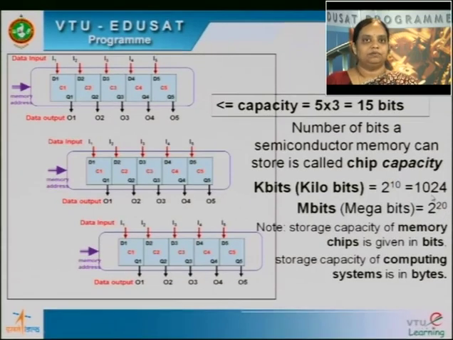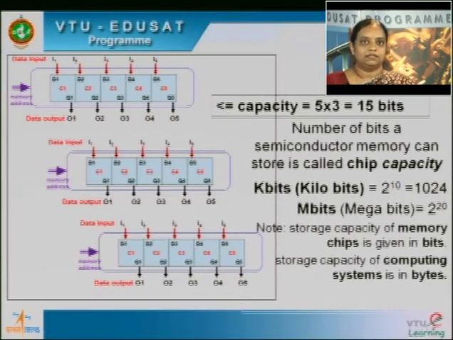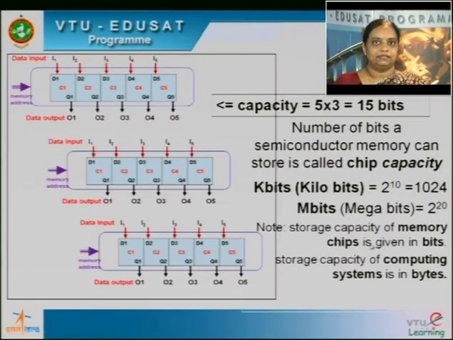So this is different from your basic K. K represents 1000, that is 10 to the power 3, but here the kilobits is in terms of 2 to the power 10, which is 1024. And also the storage capacity of a memory chip is given in bits, whereas that of a computing system is given in bytes. As we know, 1 byte is equal to 8 bits.